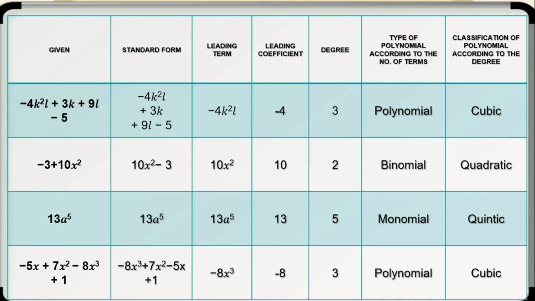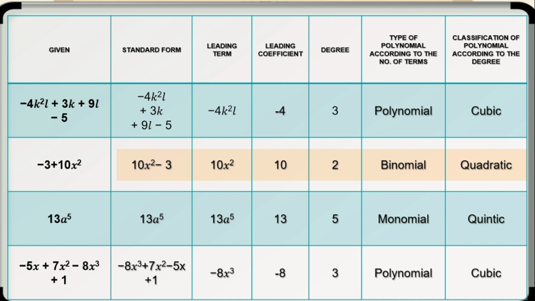Let's check your answers. For negative 3 plus 10x squared, the standard form is 10x squared minus 3. The leading term is 10x squared. The leading coefficient is 10. And the degree is 2. The type of polynomial according to the number of terms is binomial. And the classification of polynomial according to the degree is quadratic.